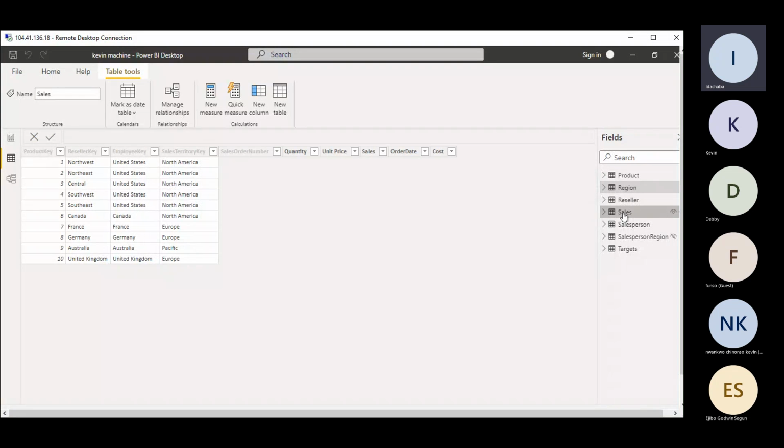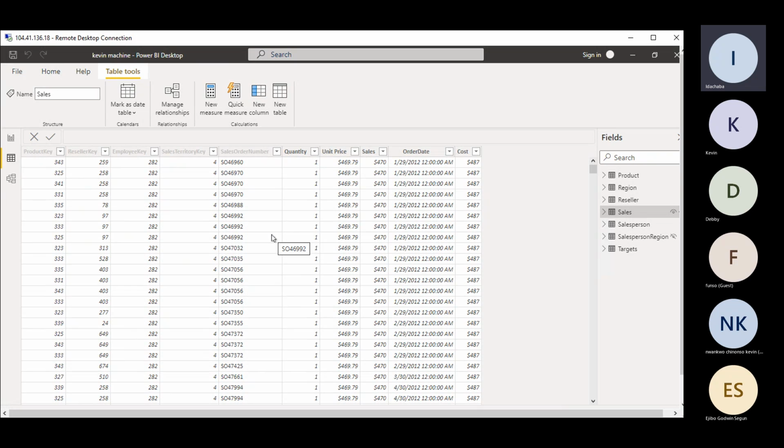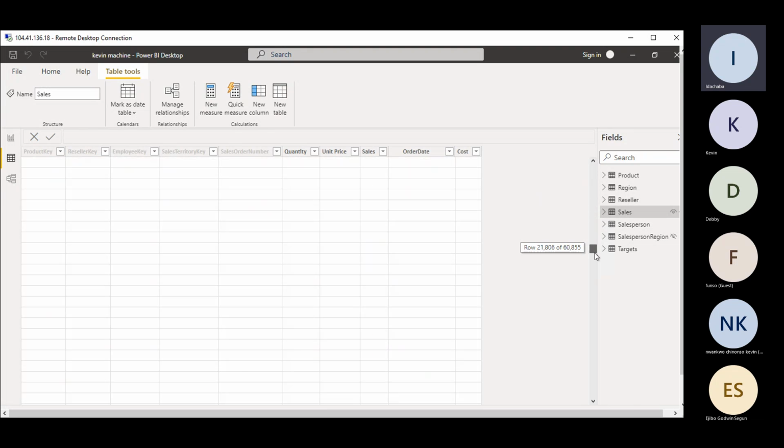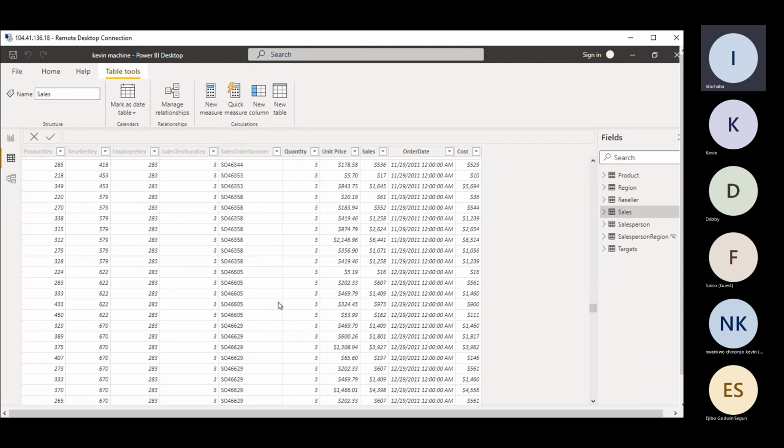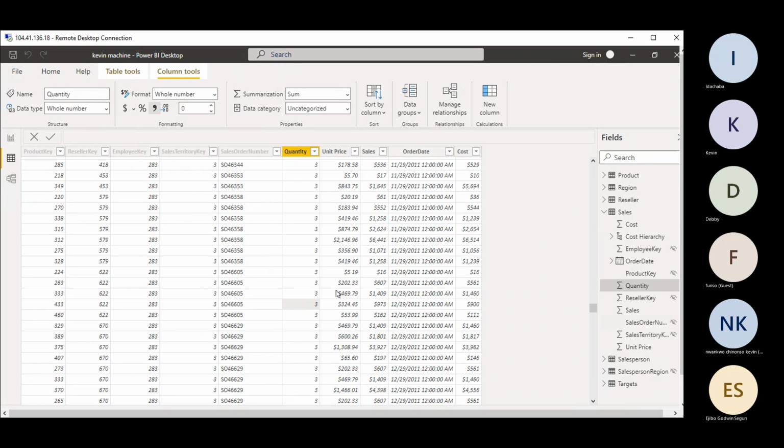So let's go to sales. Look at sales, you have different columns. You have quantity. Because this one is quantity, it does not mean that we have one or two. I think it's one. This one, three. So quantity of this is three. Then unit price, then sales, then costs. When you look at the sales and the cost or the unit price, you can do a mathematical calculation to say, okay, this is my cost.